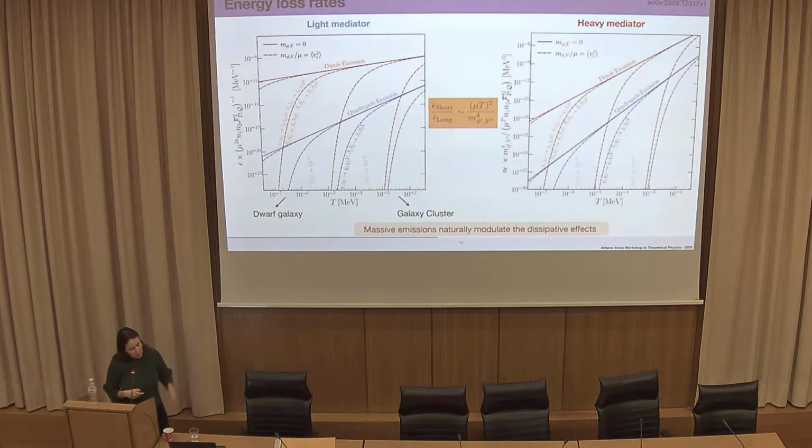We also checked the effect of adding this mass to the energy loss rate. Actually, this massive emission naturally modulates the dissipative rate, because if the mass of your emitted particle is larger than the temperature of your system, your dissipative effects are going to be velocity suppressed. This means that if you have a mass bigger than the temperature in a dwarf galaxy, your dissipative effects are going to be completely suppressed, while they will stay untouched at the level of larger structures like a galaxy cluster.